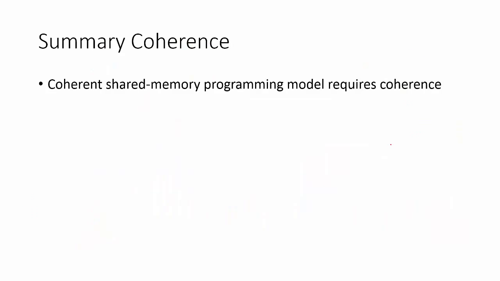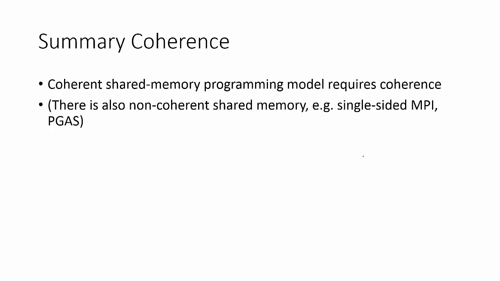To sum up coherence, the coherent shared memory programming model requires coherence. Otherwise, you'll have multiple copies of data values in the private caches of processors. You can build non-coherent shared memory machines, single-sided MPI or partitioned global address space or PGAS models, or other kinds of non-coherent shared memory models, but it's difficult to build a C++ threading model on top of those.